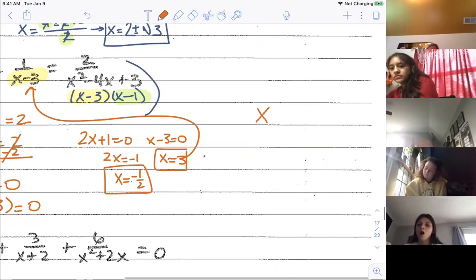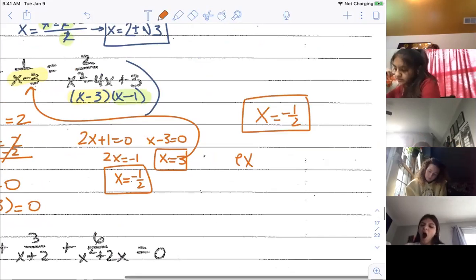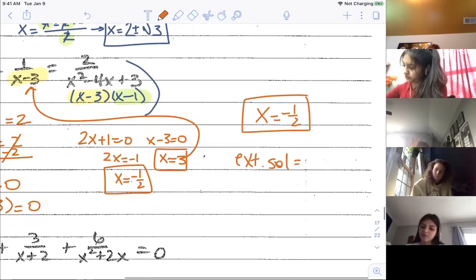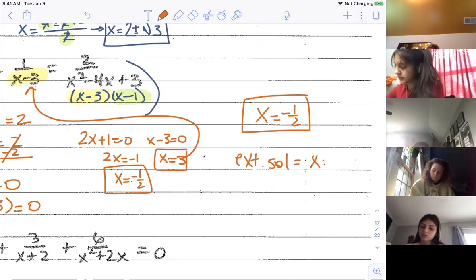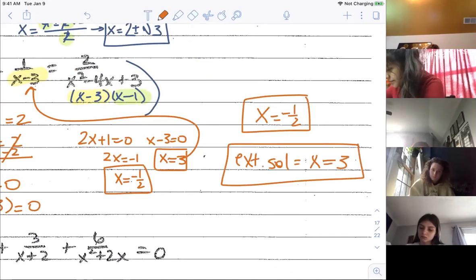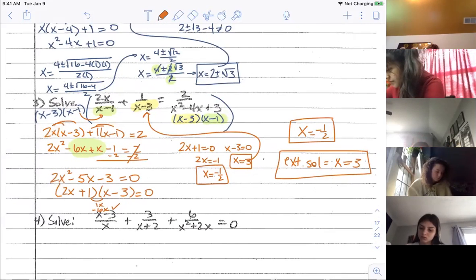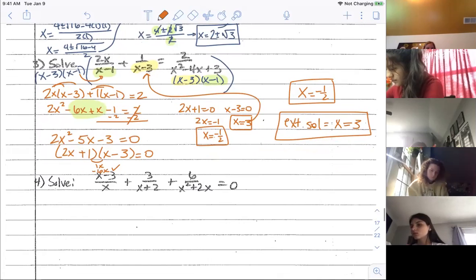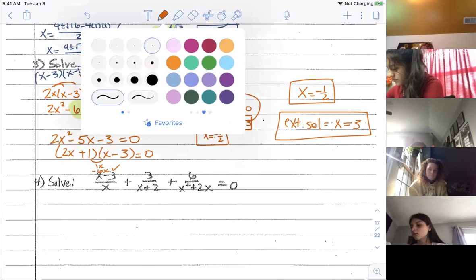So the only solution is x equals negative 1/2. My extraneous solution would be x equals 3. If I were to plug 3 in, it would give me 0 in the denominator, which is not good. Okay, I really do want to do this last one, so I'm going to push through. Does anyone have any questions real quick?